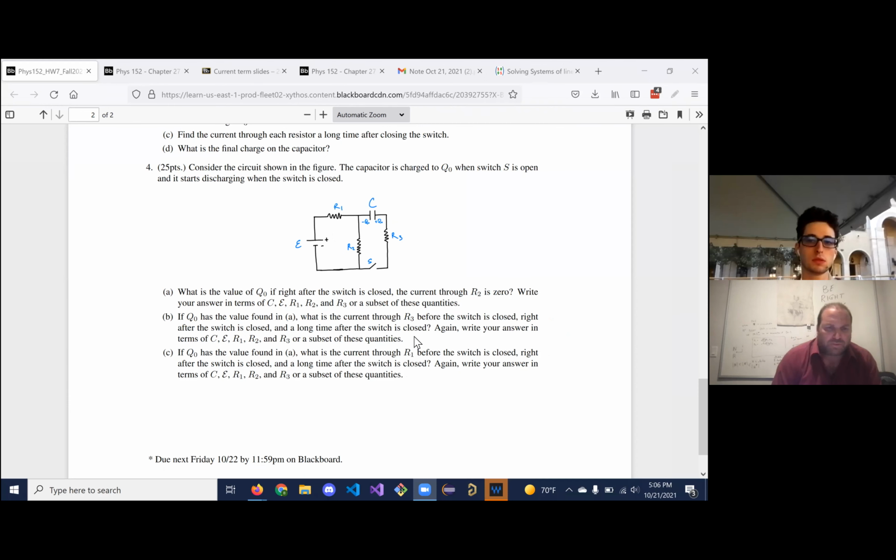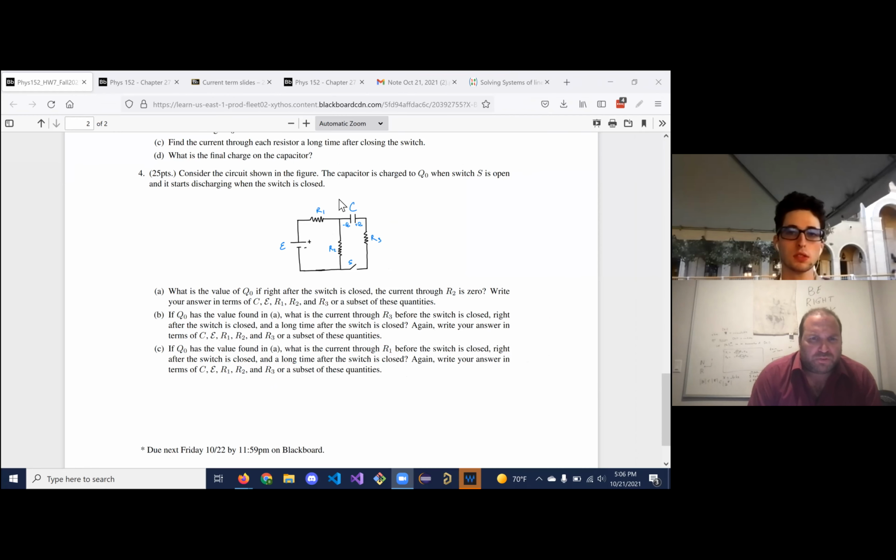All right, let's take a look at what's happening here. Consider the circuit shown in the figure. The capacitor is charged to Q naught when the switch is open, and it starts to discharge when we close the switch. So the question is, what is the value of Q naught if right after the switch is closed, the current through R2 is 0?